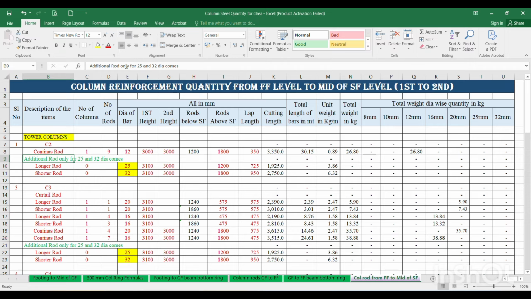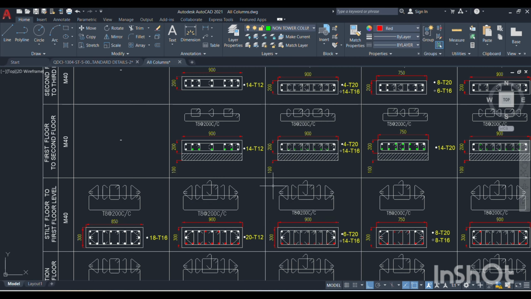Next is additional rod. Only additional rod we are going to take. I am removing this additional rod. In this additional rod we have to bifurcate into longer rod and short rod. You see, out of 14, 9 rods have gone and the remaining 5 rods are there. These 5 rods will continue from the first floor level to mid of second floor level. So this is the 5 rods.